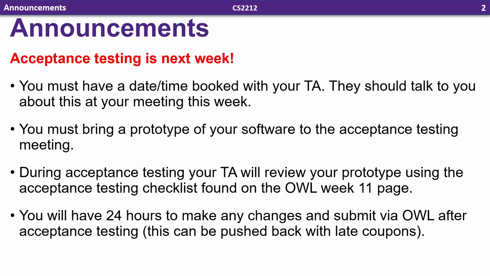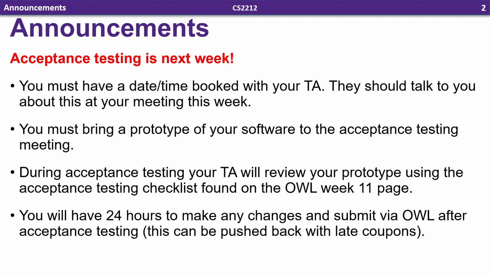So for acceptance testing, you have to bring a prototype of your software. That's the software you've been working on for the team project, and you are going to be demonstrating it to your TA. They're going to have a checklist that they go through that contains all of those functional and non-functional requirements that were in the original project specification. They're going to go through them and mark if your prototype actually fulfilled those.